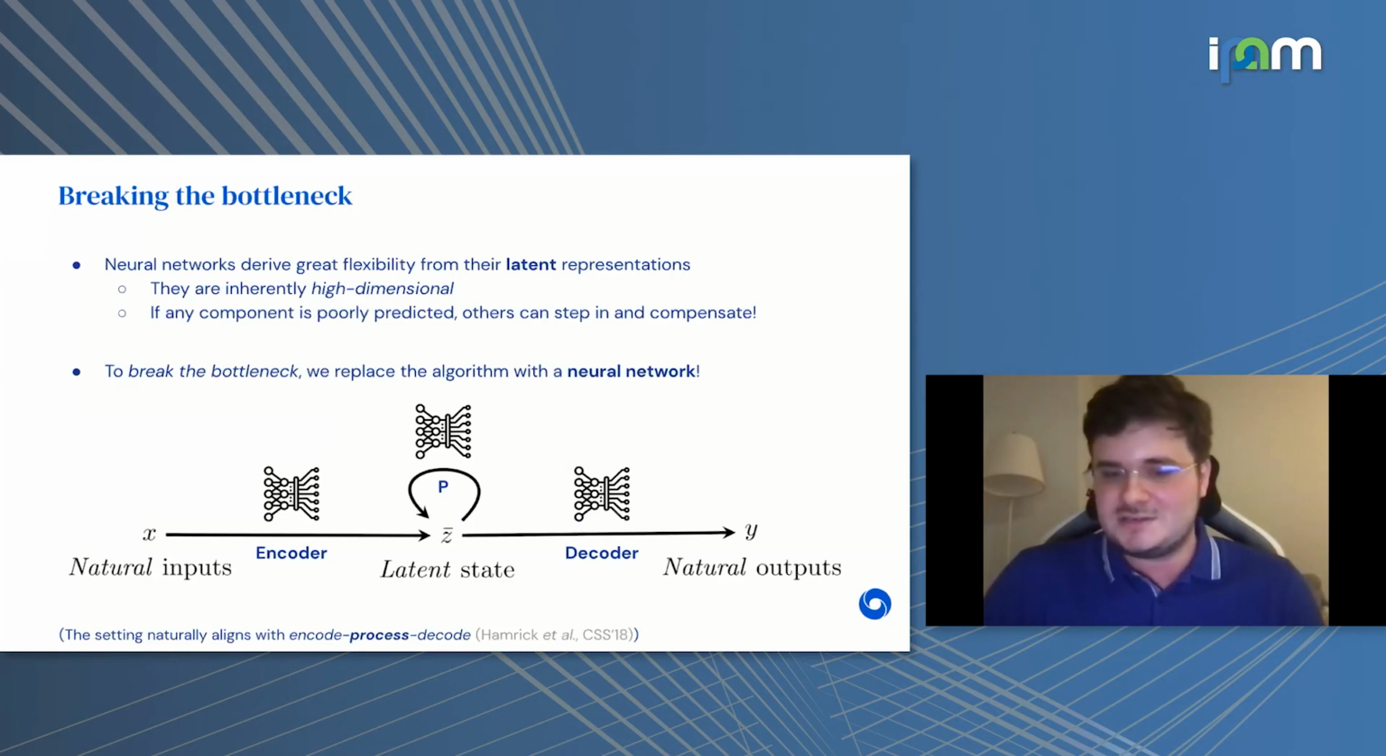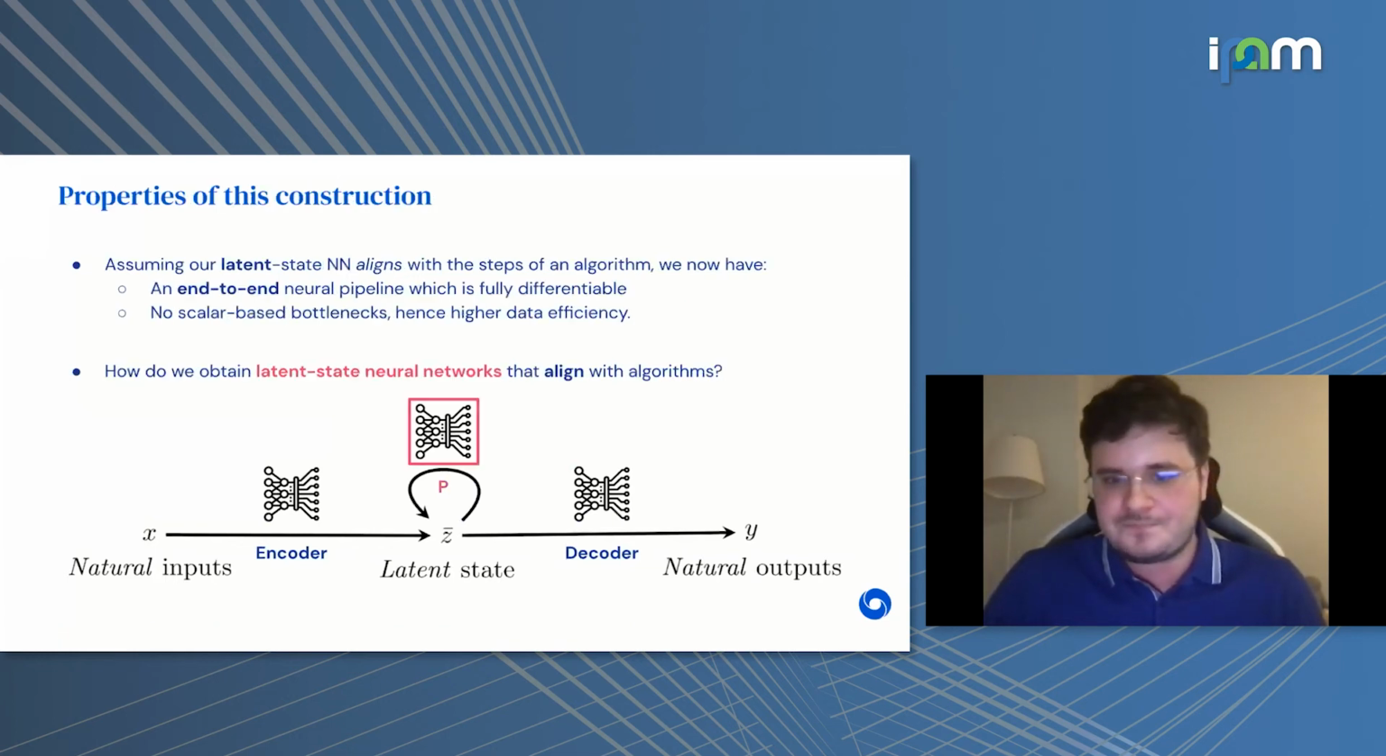And there's a processor network that goes from latent state to latent state, simulating one step of the algorithm that we care about. Then at any point, we can take the latent state and decode solutions whenever we think that this is appropriate to do. Now, assuming that we have a processor network that aligns really well with the steps of the algorithm, what we've just built is an end-to-end neural pipeline, which is fully differentiable, and there are no scalar bottlenecks, so we will have higher data efficiency. So this seems to be a great solution for the problem that we have.